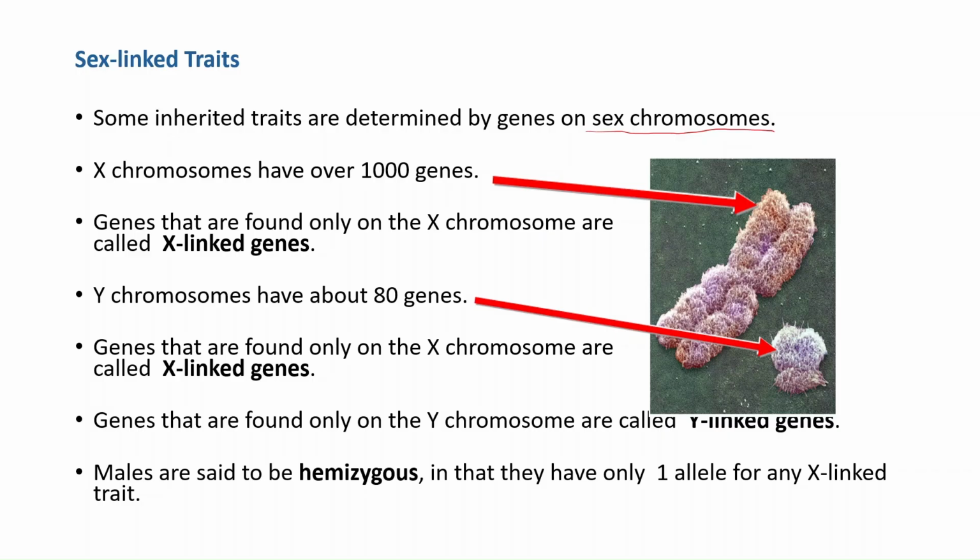Now, the X chromosome is big, so it can have over 1,000 genes. So the genes that are found only on the X chromosome, we call them X-linked genes. The Y chromosome is very small, contains about 80 genes, and genes present only on the Y chromosome, they're Y-linked genes.